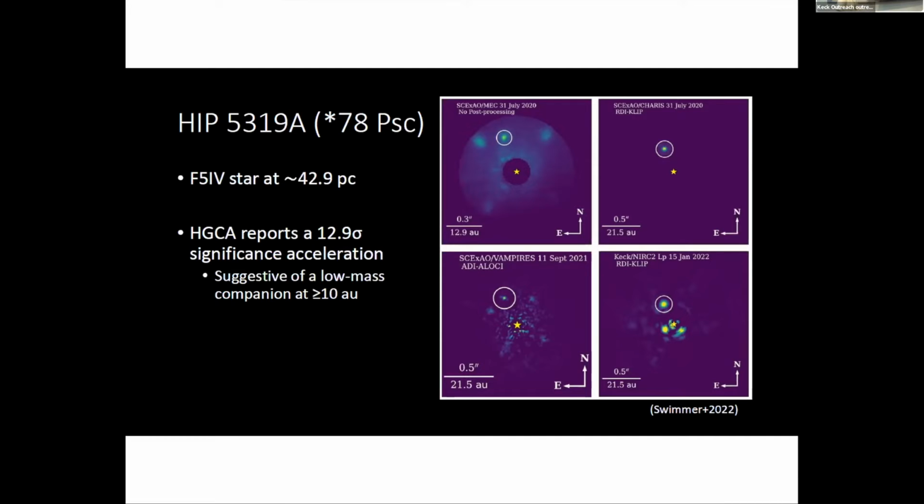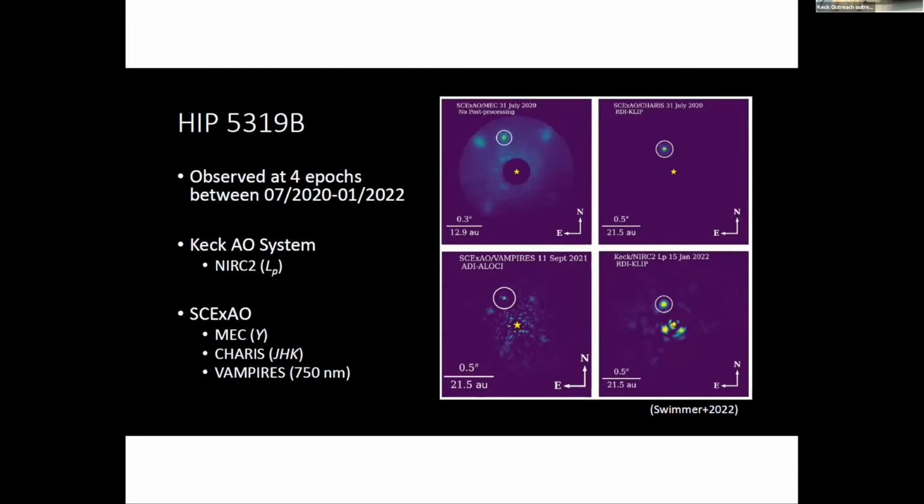And you can see 4 different images of this companion, sorry, not planet, taken with 4 different instruments from July of 2020 up until January of this year. Using Keck 2, we have the NIRC2 camera in the L band, and on SCExAO, also on Mauna Kea, we use the MKID exoplanet camera, which is an IFU, and VAMPIRES, which is a visible light polarimetric imager.